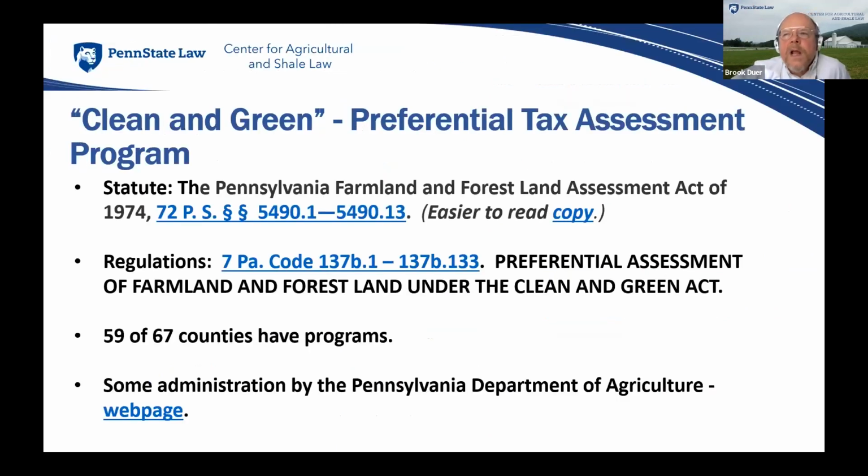Okay, Clean and Green. Clean and Green is, of course, a preferential tax assessment program whereby leaving your land undeveloped in one of 3 categories produces for you a reduced tax assessment. And 59 of the 67 counties have this program in place. The counties that do not have decided that it is an optional thing for the county assessor to either adopt a Clean and Green program or to not.